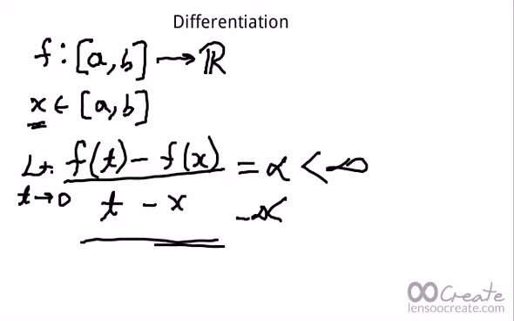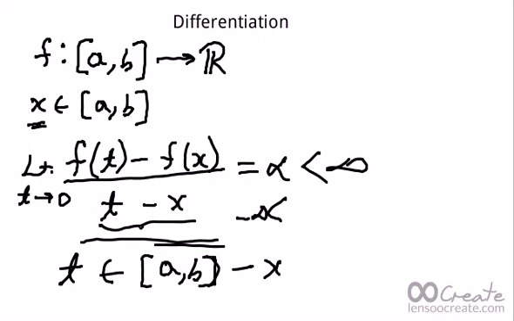So what is t here? t is any point that belongs to (a, b) other than x itself, otherwise it will blow up. This will go off to infinity.